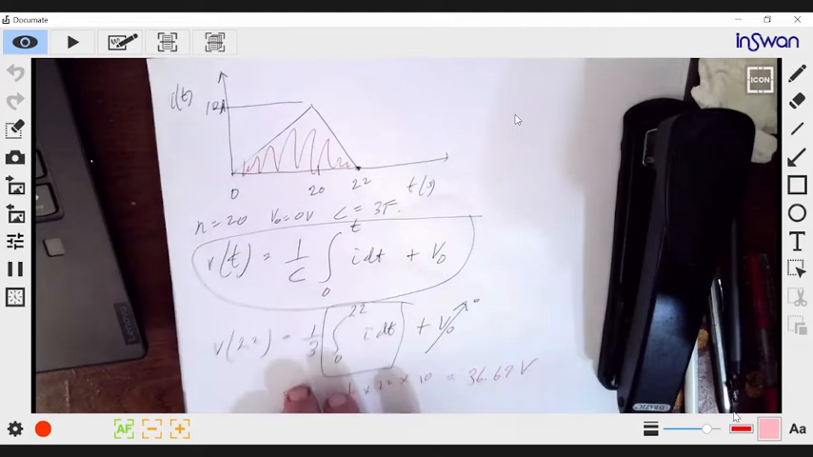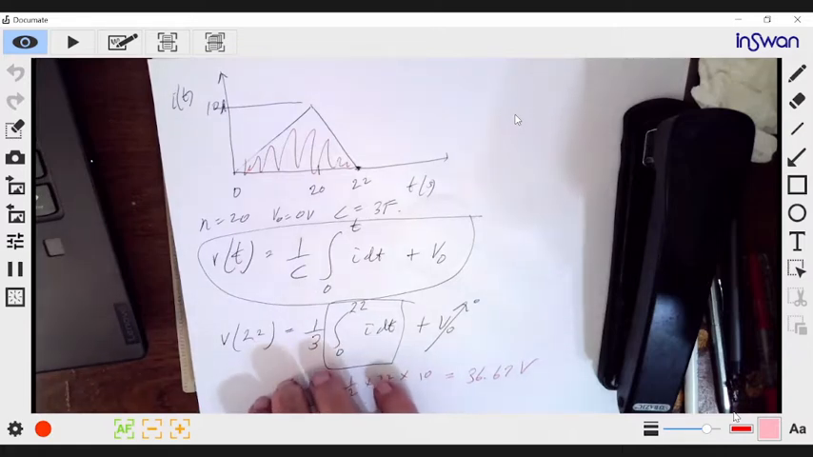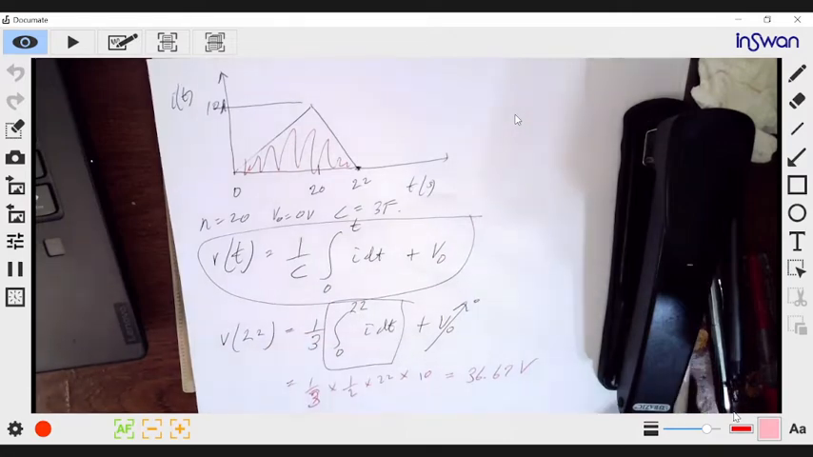You're plotting I of t, not plotting V of t. This is a graph of I of t, not a graph of V of t. As a matter of fact, out of curiosity, what do you think V of t is going to look like?